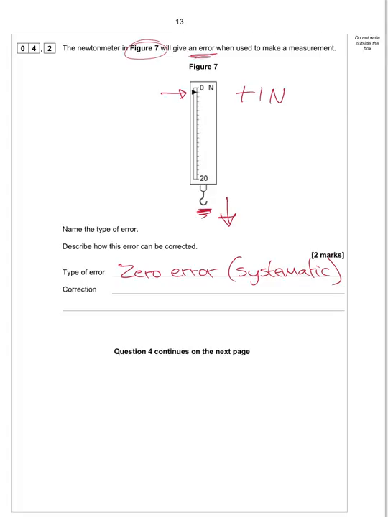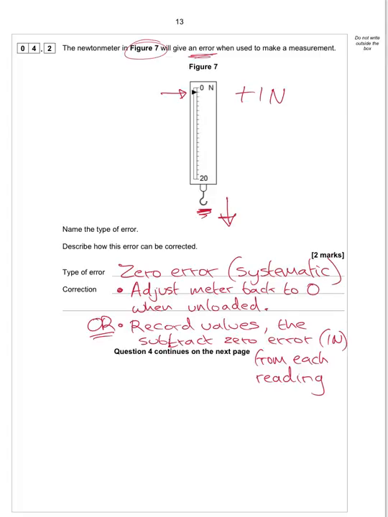So there are 2 easy ways to correct this. You can either adjust the meter back to 0 when it's unloaded, so remove any loading from the hook. Sometimes these devices have a little dial at the top, and you can twist that dial and move the needle back up so that it's at 0 when there's no loading on it. Or, and this is important, or you can record the values, then subtract the zero error, in this case 1 newton, from each of the readings. So every time you add a new weight, make sure you take off this 1 newton zero error each time.